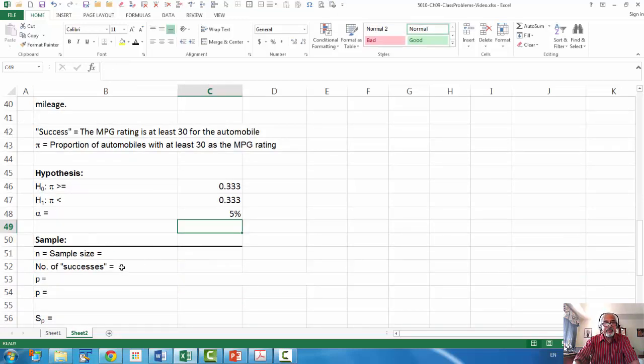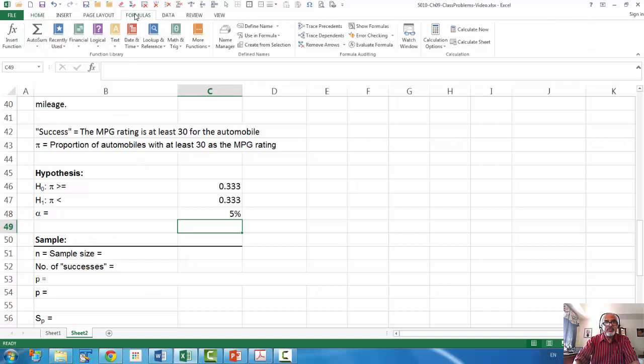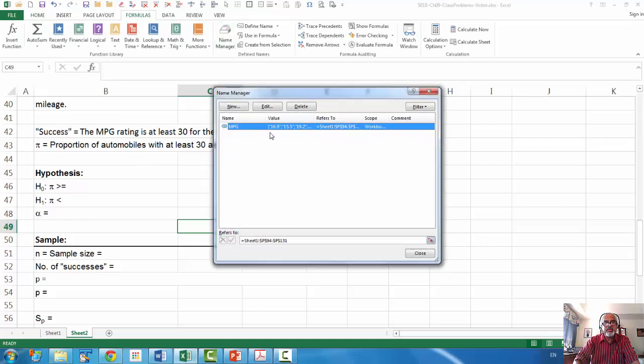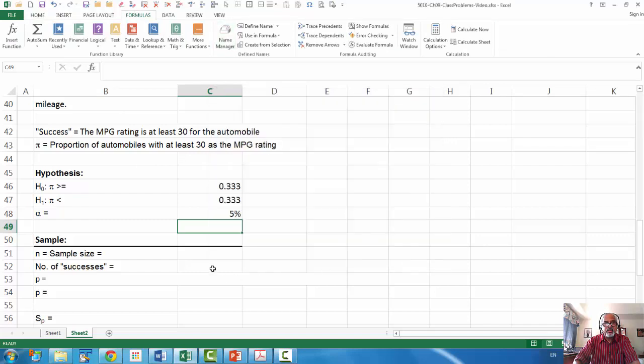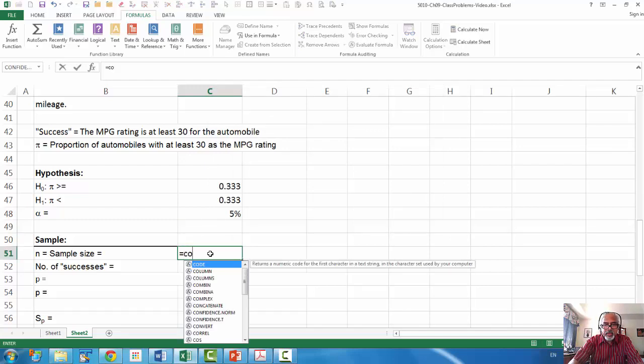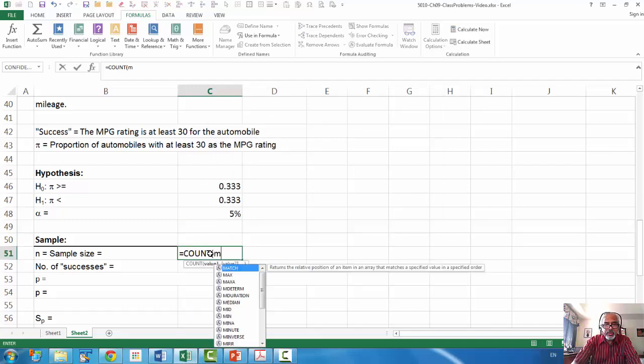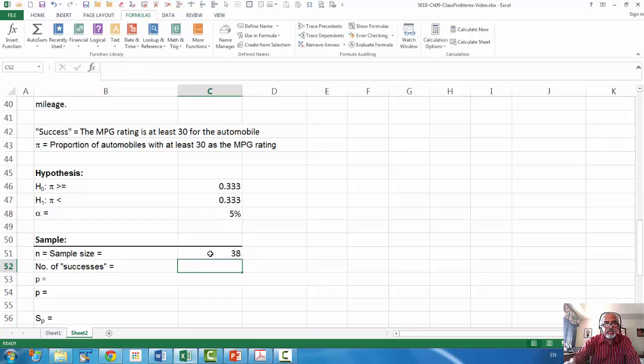So now the sample. We know we have MPG already defined as a name. So go to Formulas, Name Manager to check that. So we do have MPG already defined. So sample size is simply count of MPG. That will give us the number of sample observations.